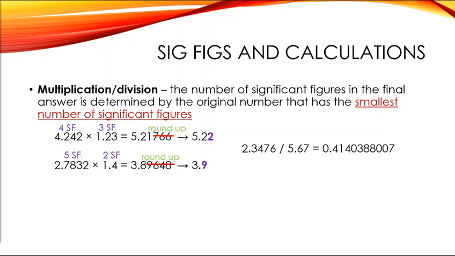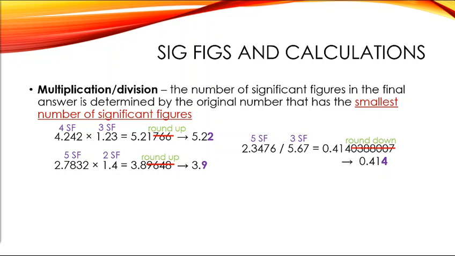We only want 2. And the last one here is just showing you, even if you work with division, the same rules still apply. The 2.3476 has 5 sig figs. Your 5.67 has 3 sig figs. And so your final answer here, again, needs to be rounded to 3 significant figures. So for multiplication and division, significant figures is what rules the final answer.